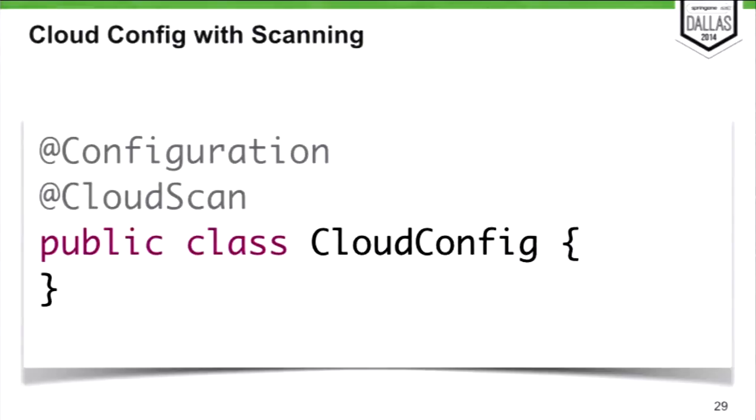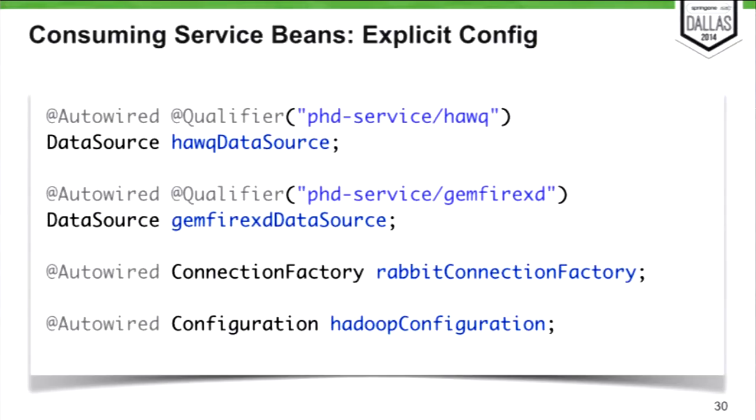If you want to go to a more implicit configuration with Cloud Scan, then the configuration collapses into one line, Cloud Scan. And you can tag it onto whichever configuration class you may already have. You don't need to have an explicit separate one here. So this is all you have to do. There are no beans to be created explicitly. It would create the appropriate beans. What changes, however, is on the consumption side. Since the bean name is the same as the service name, that's what you use in your qualifier. In this case, the qualifier is PHD service / Hawk or PHD service / Gemfire XD. So you have to choose which route you want to go.